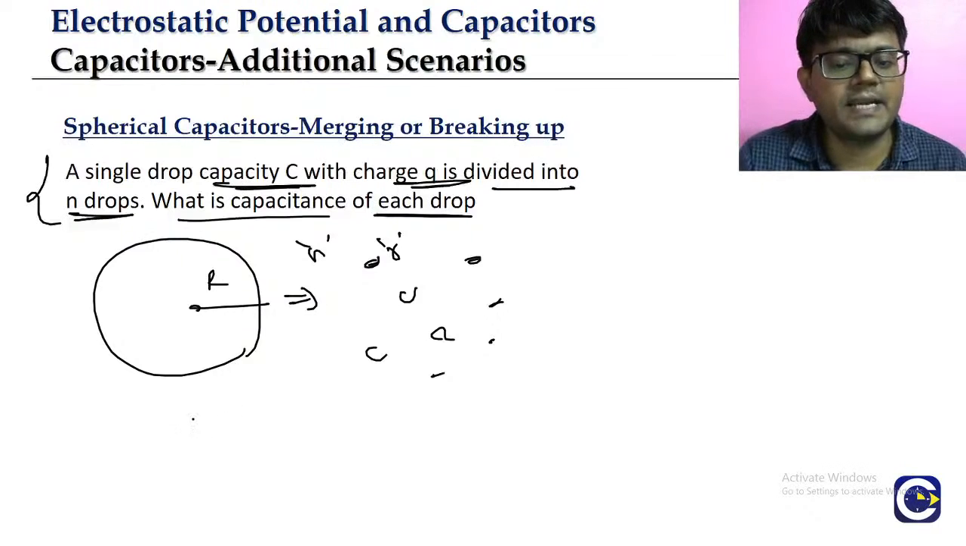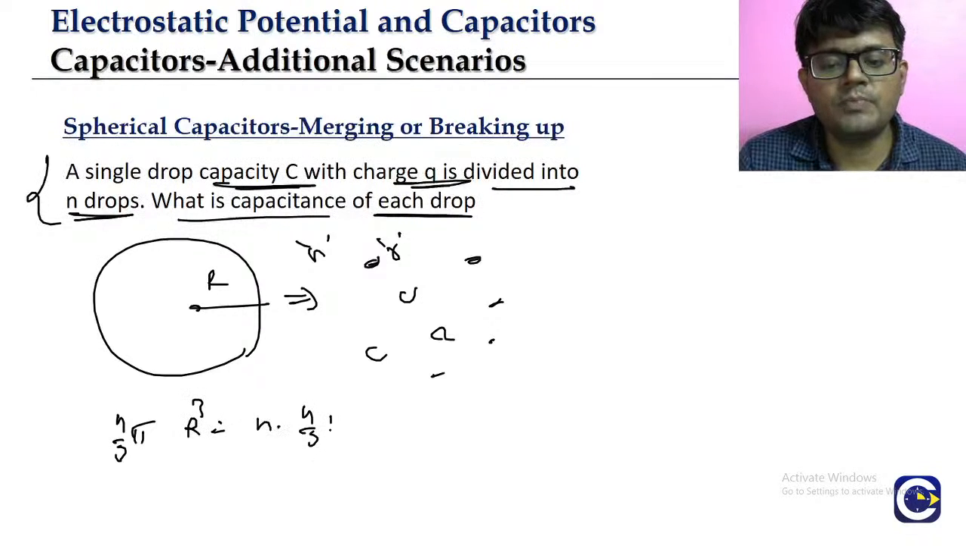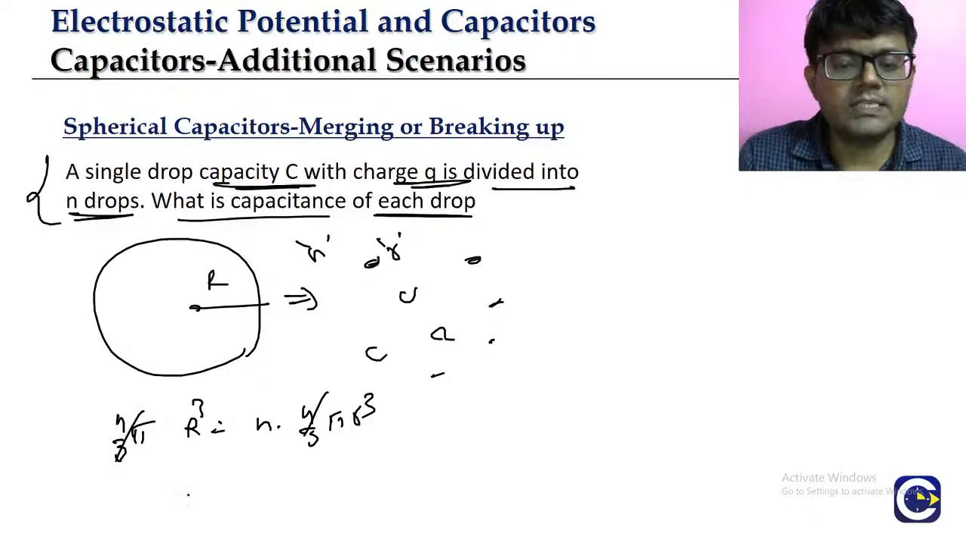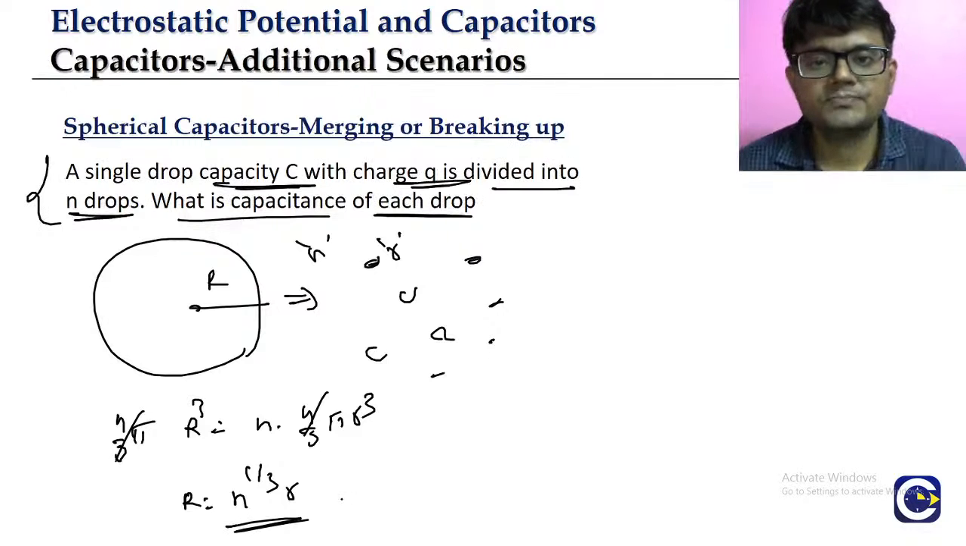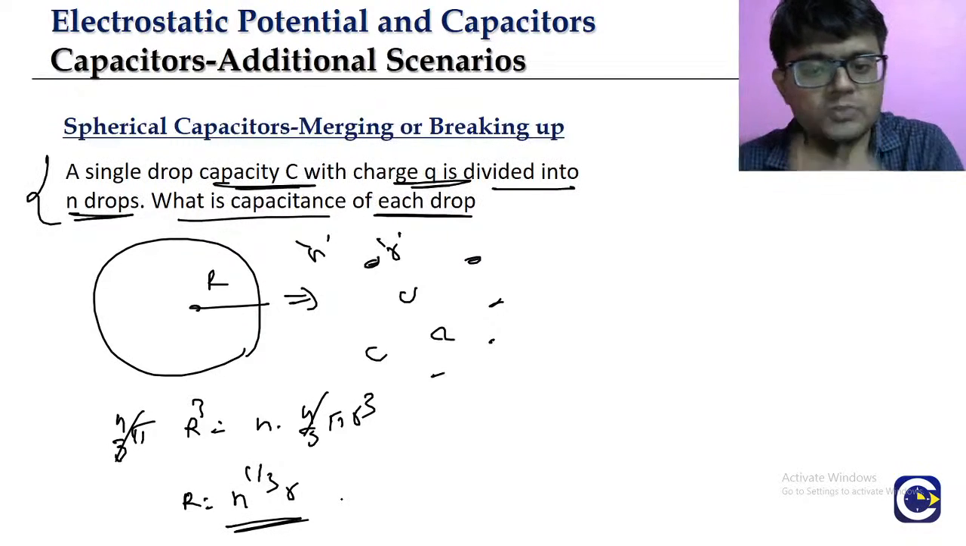Here the same result, right? What is the relation? 4 by 3 pi capital R cube is equal to n into 4 by 3 pi small r cube, the volume. So capital R is equal to n power 1 by 3 into small r. Okay?